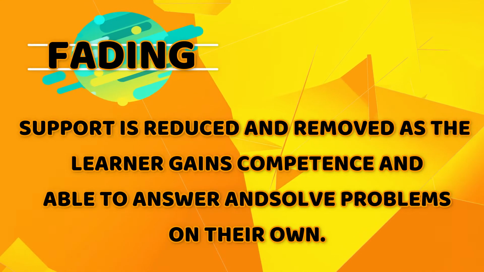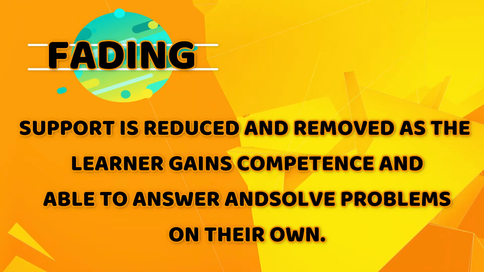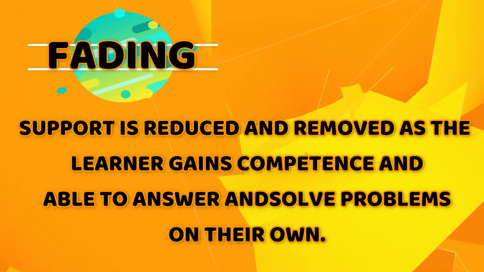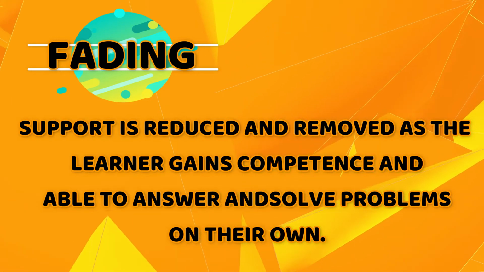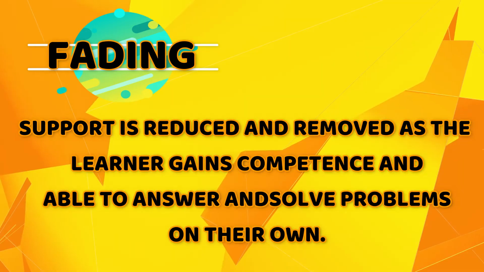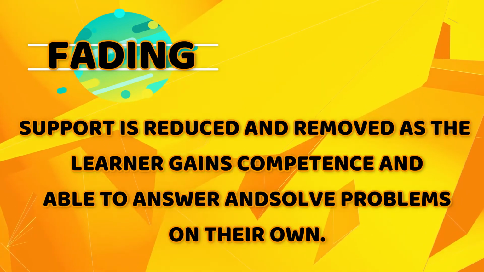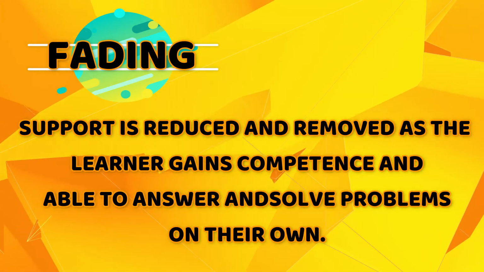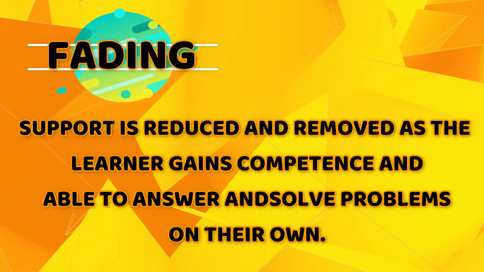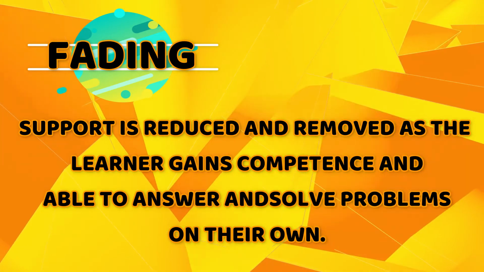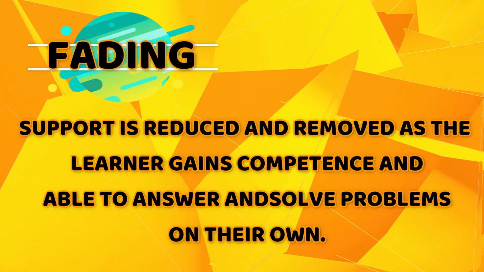Fading is when support is reduced and removed as the learner gains competence and is able to answer and solve problems on their own. The second common characteristic is fading, or the gradual withdrawal of the scaffolding. The rate of fading depends upon the child's level of development and competence. A teacher is fading when the level and/or the amount of support is decreased over time.